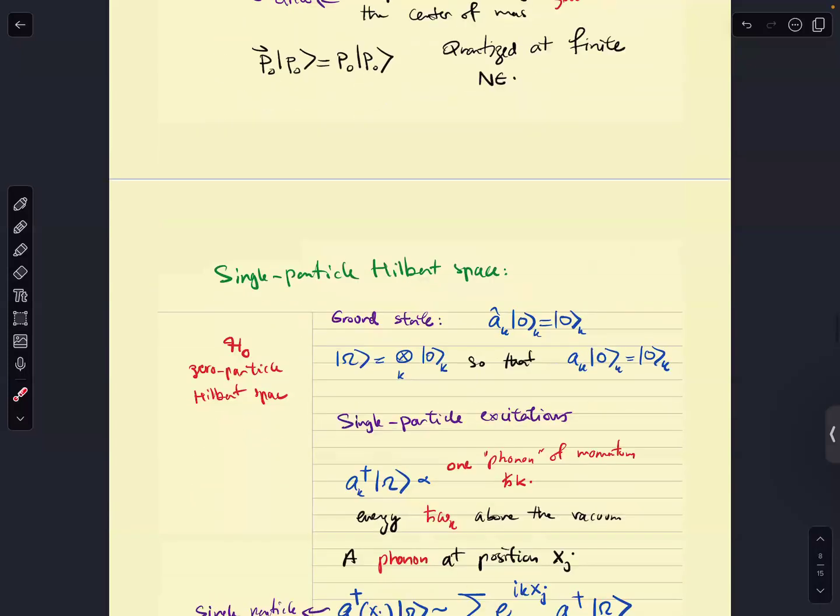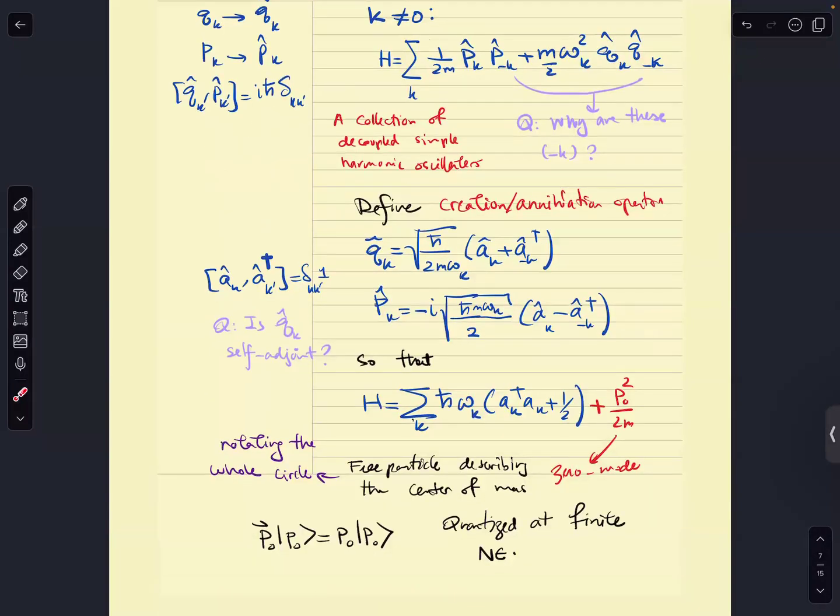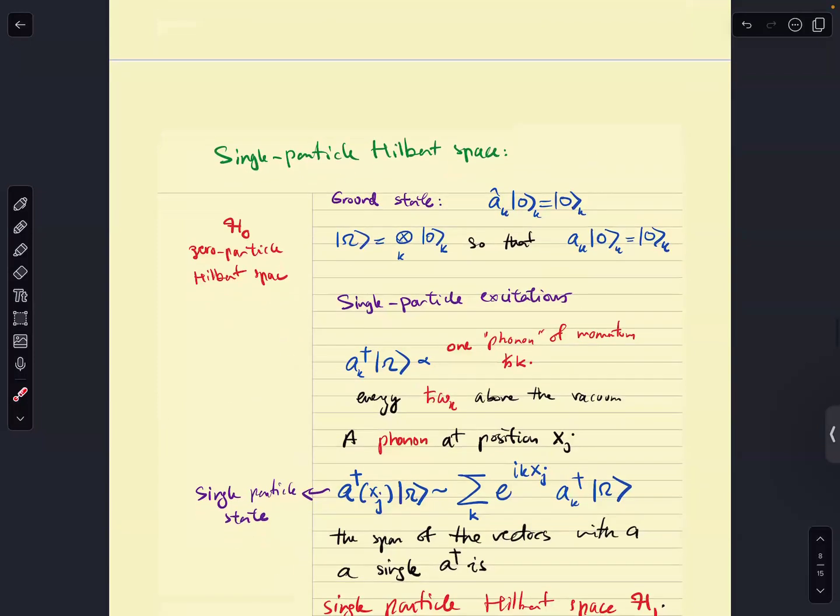So this is a quantization. Good. So for a simple harmonic oscillator, hopefully you recall the Hilbert space. The Hilbert space of this is a Fock space, meaning that for each A of k, you could have 1 excitation, 2 excitations, 3 excitations, and an arbitrary number of excitations. So let's consider the single particle Hilbert space.